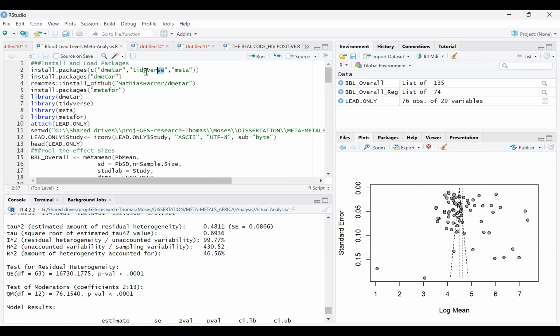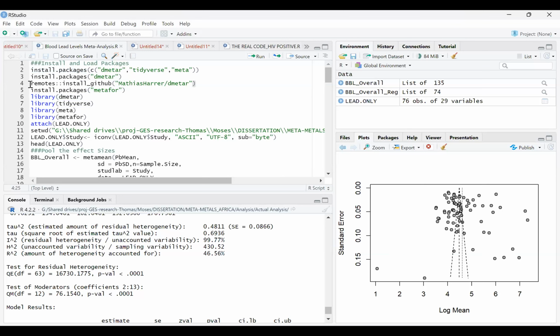The tidyverse is just used for manipulating data. It's not necessarily only related to meta-analysis. It's related to all statistical analysis. It's used for cleaning data, manipulating data, changing rows into columns and columns into rows, all kinds of manipulations that you want to do with your data. You can go ahead with the tidyverse.